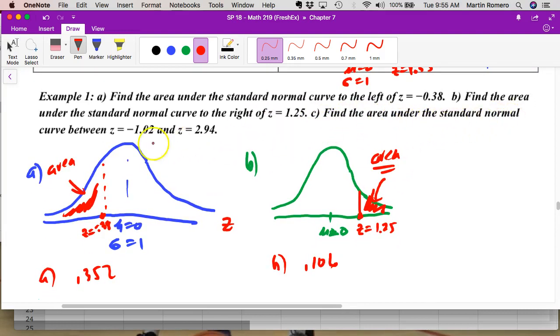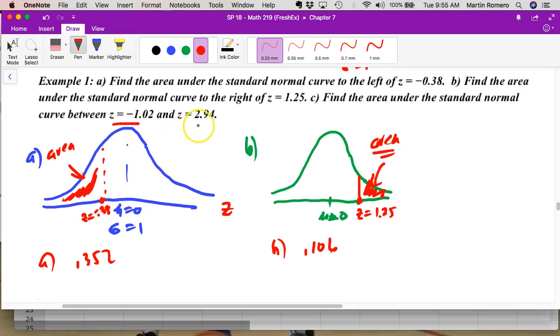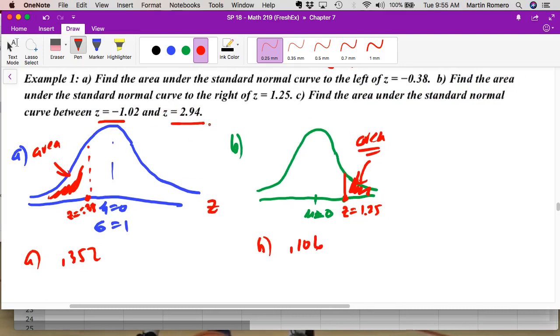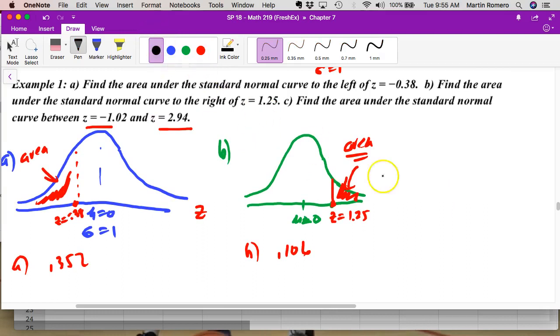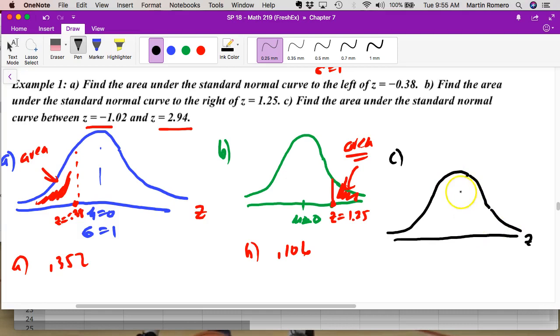Find the area under the standard normal curve between negative 1.02 and 2.94. And so for C, I'm going to draw a normal curve. There's my z-axis. Going to go a little faster. We know the mean is 0. We want the area between here, negative 1.02, and way over here somewhere z equals 2.94.